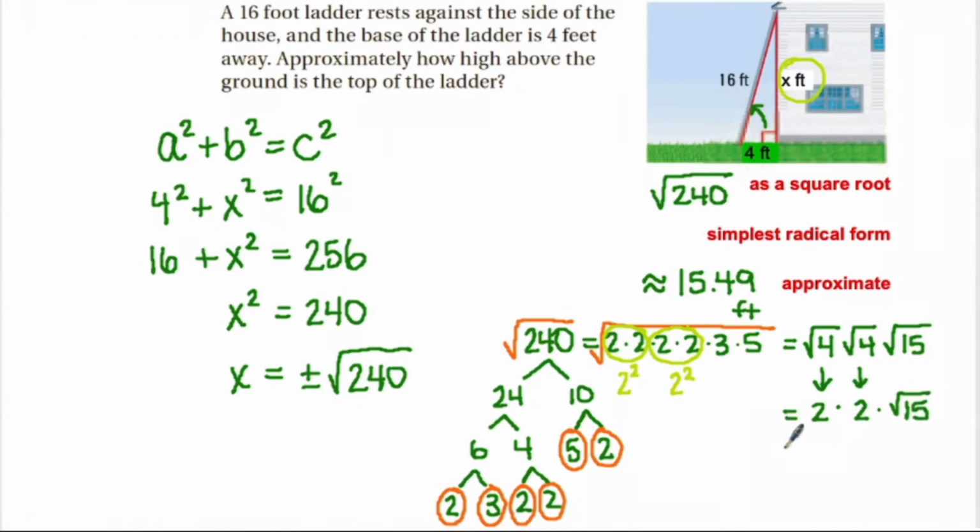So simplest radical form for the square root of 240 is 2 times 2, which is 4, times the square root of 15. And if you wanted to double check that, type 4 times the square root of 15 in your calculator. Should come out to about 15.49.